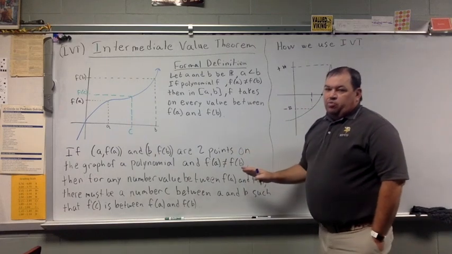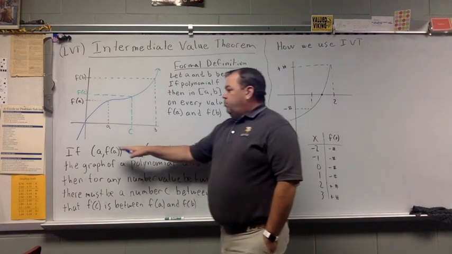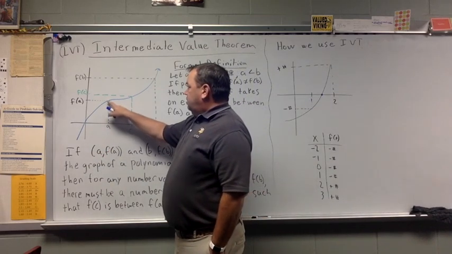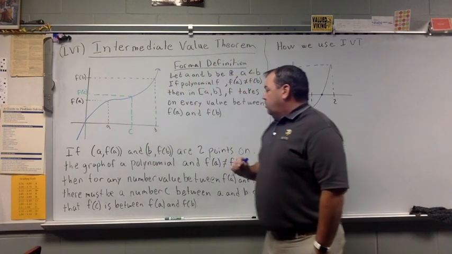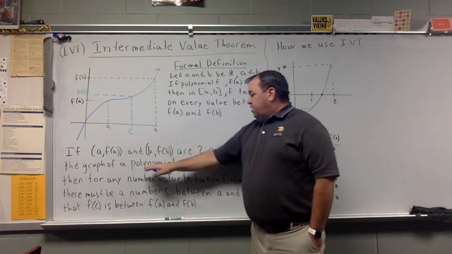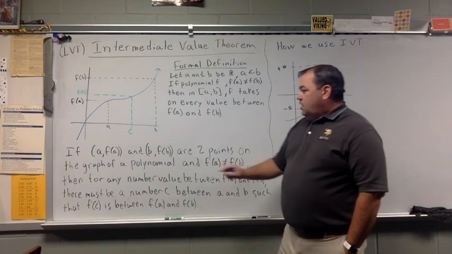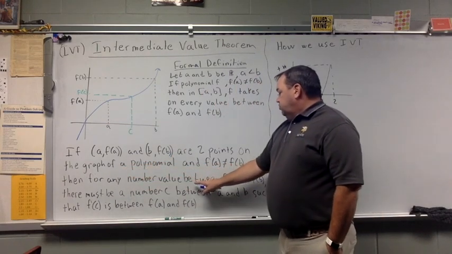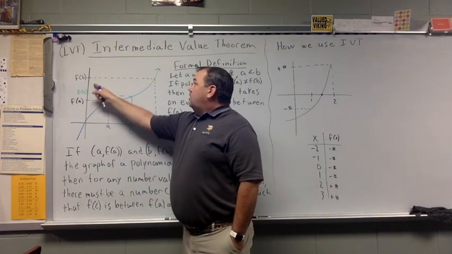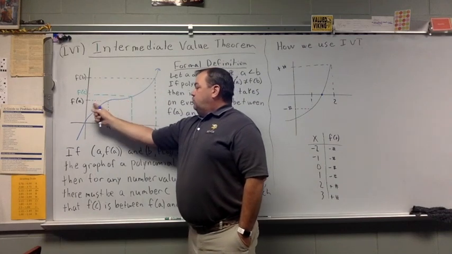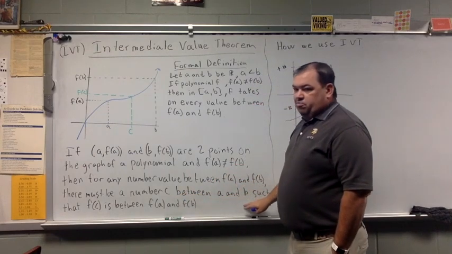Now, another way to explain this, more of an informal way, but still using mathematical terminology: if we have 2 points, a, f of a, so that's this point right here, and b, f of b, which is this point right here. There are 2 points on the graph of a polynomial, and they are not equal to each other. That didn't change. Then for any number value between f of a and f of b, so I can pick anything between here, anything that's intermediate between these 2 values, there must be a number c between a and b.